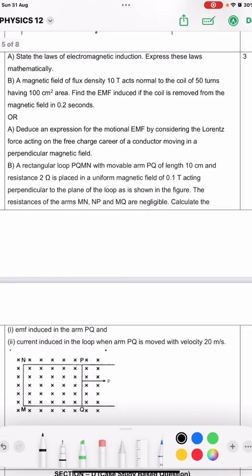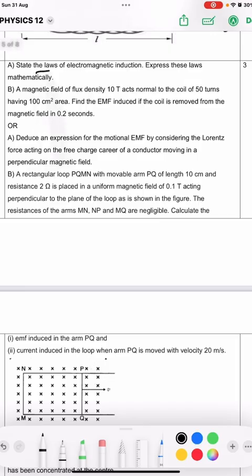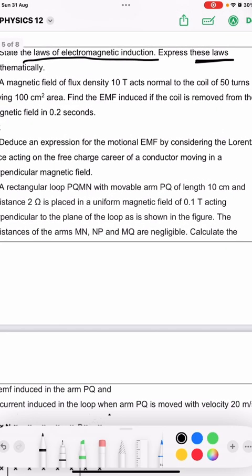Yes, so let us see the next question. State the laws of electromagnetic induction. So you have to tell all 3 laws, including Lenz's law. And then you have this question, numerical.